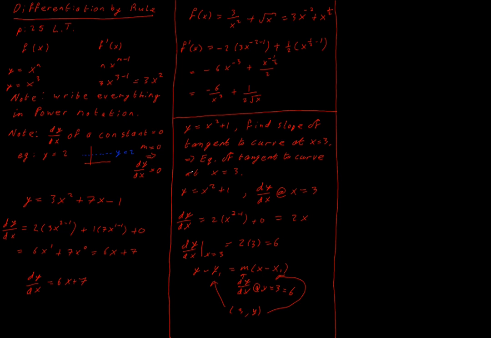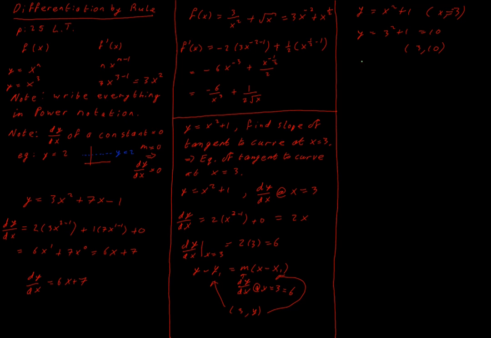But I can find it because I know that y is equal to x squared plus 1. This is just a normal function. So let's find out our other point. Y is equal to x squared plus 1, and we have x is equal to 3. So we have y is equal to 3 squared plus 1, y is equal to 10, so our point is going to be 3, 10.